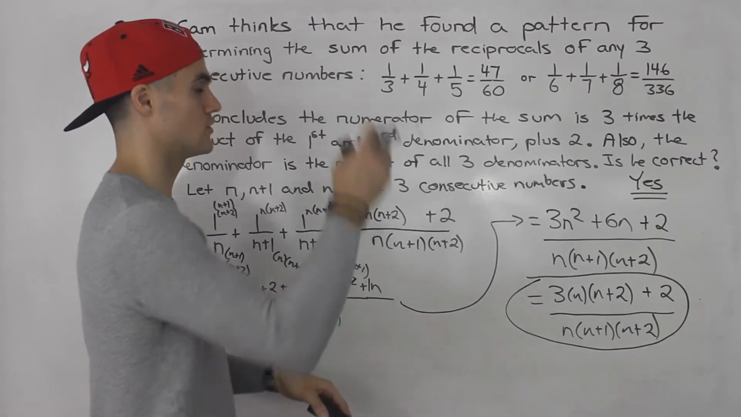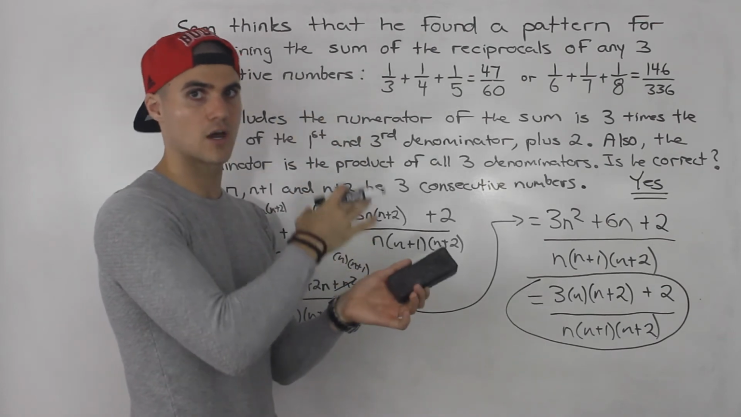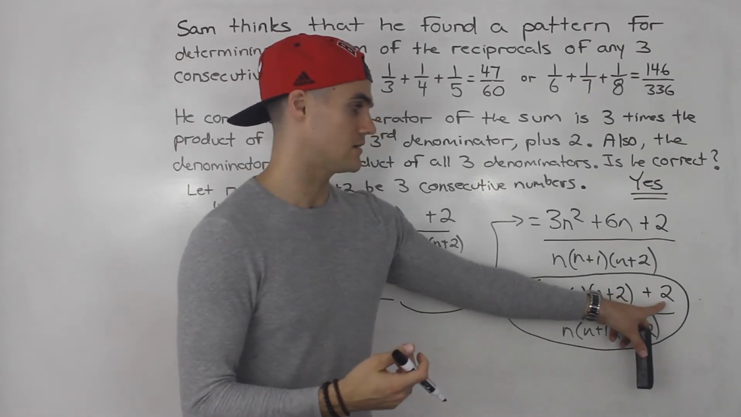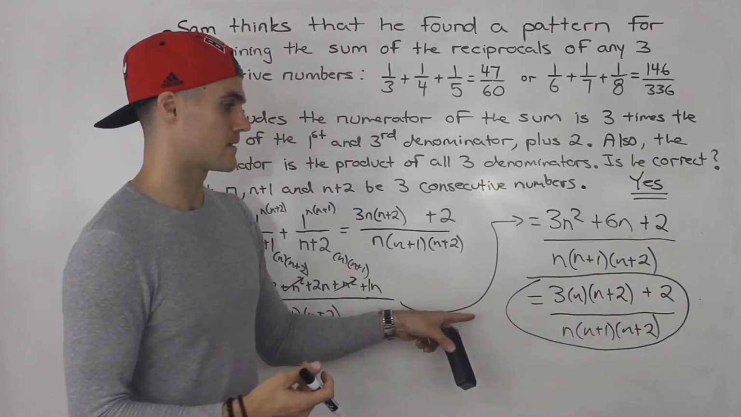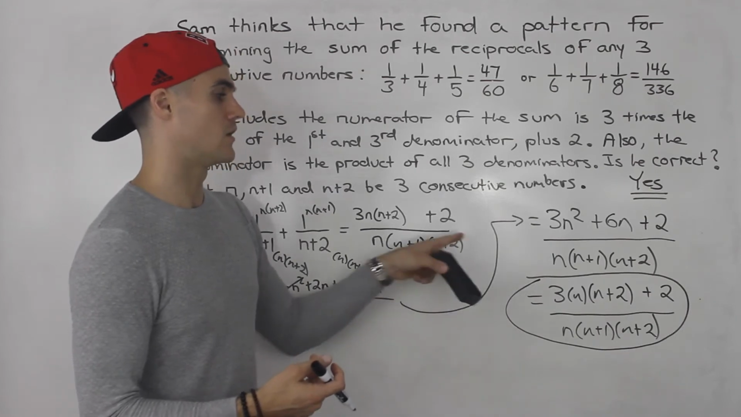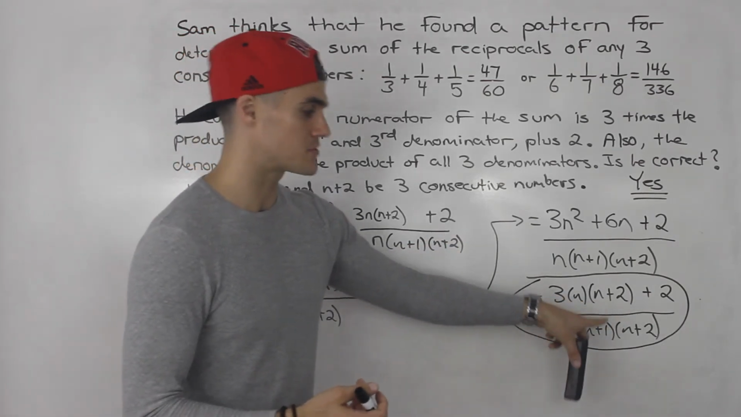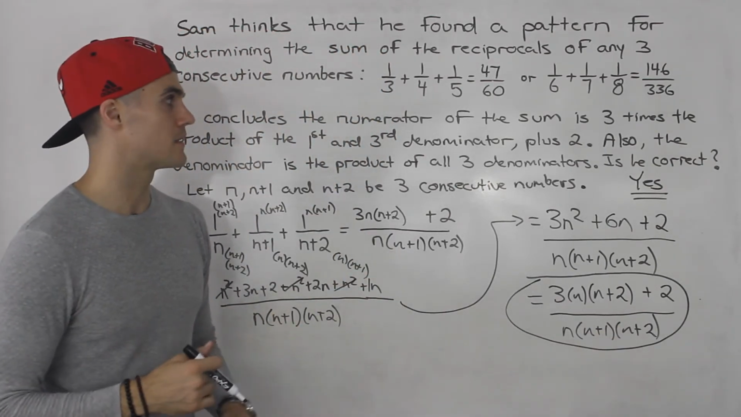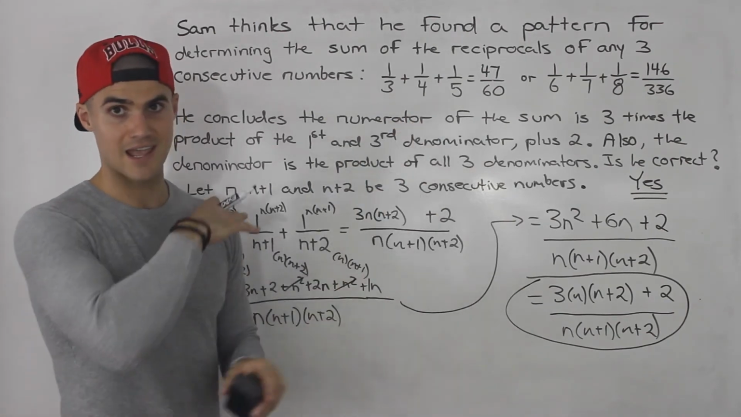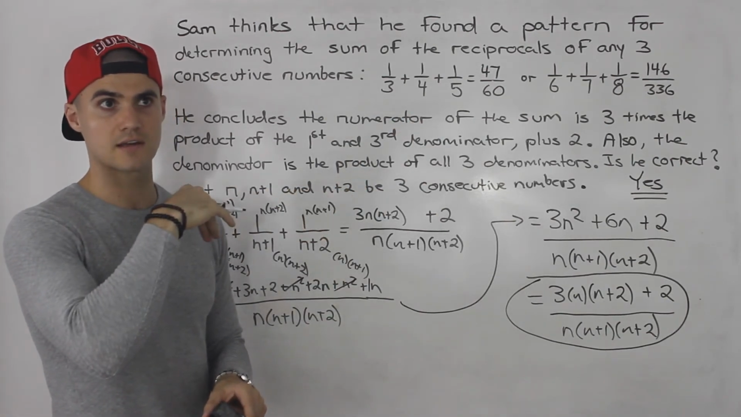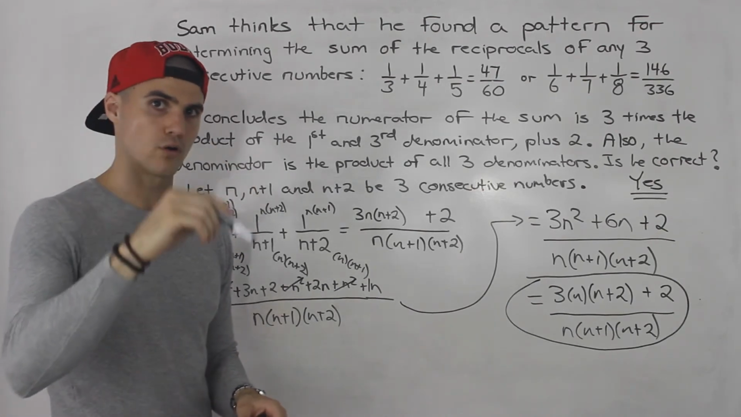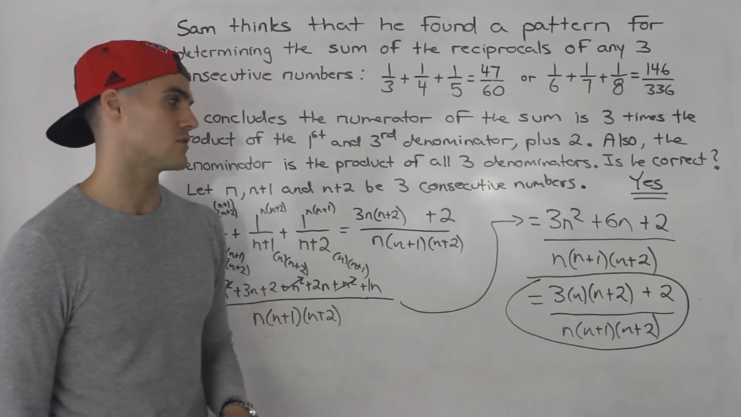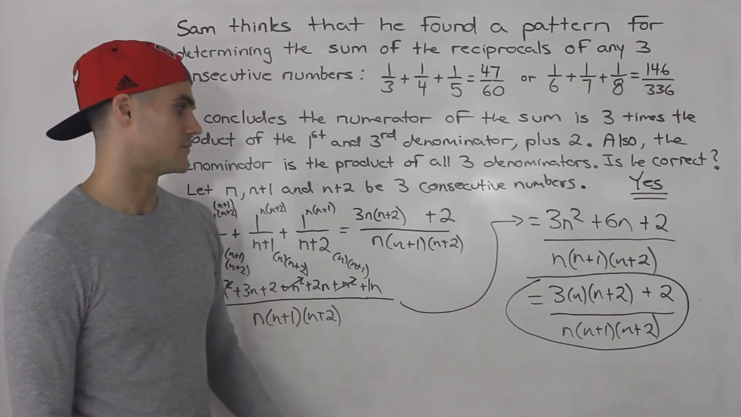So the numerator would be 3 times the product of the first denominator, 100, times the third denominator, 102, plus that 2 at the end. That's going to be all over all three denominators multiplied. So 100 times 101 times 102, you're going to get a big fraction, and then it'll probably simplify. And then if you threw that same sum of fractions into your calculator, 1 over 100 plus 1 over 101 plus 1 over 102, it would probably simplify to the same thing, right?